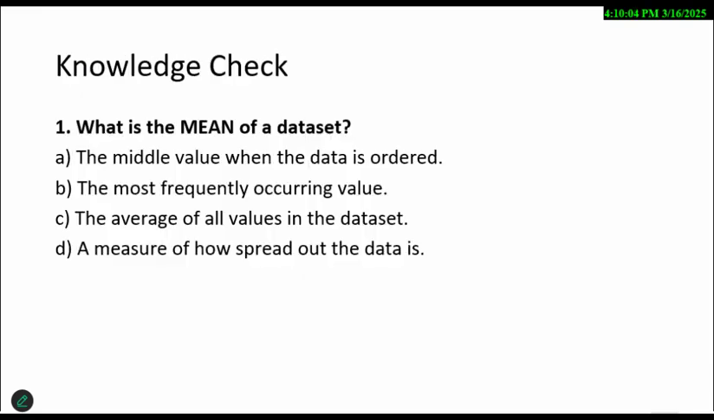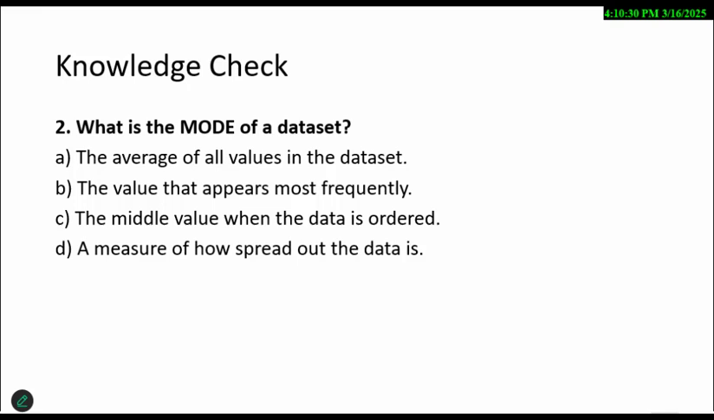So, our knowledge check. What is the mean of a data set? A, the middle value when the data is ordered. B, the most frequently occurring value. C, the average of all values in the data set. D, a measure of how spread out the data is. And it is C, the average of all values in the data set.